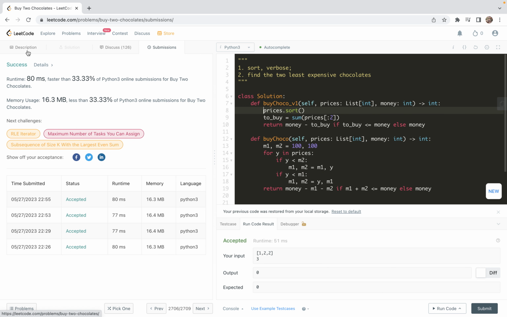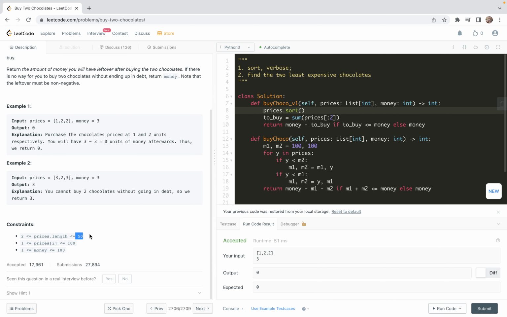Due to the problem size, basically 50, it's okay to use the first method. But if we take a step further, we can use this method. Basically, we just need to retrieve the two least expensive ones. But if the number of least expensive ones we want to retrieve is very large, for example, a general k, we can use a heap. That's also another comment we want to make.